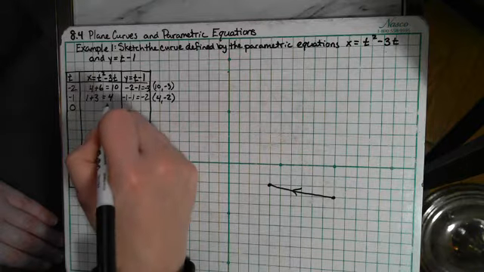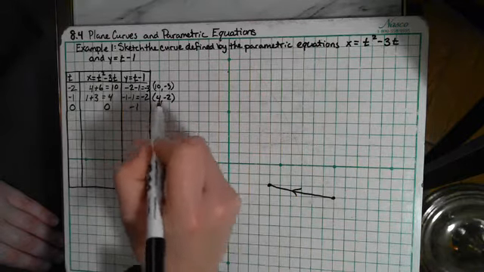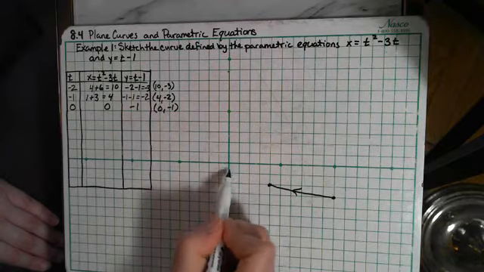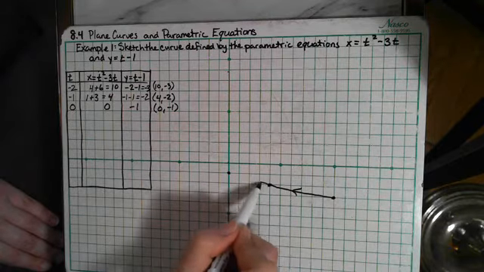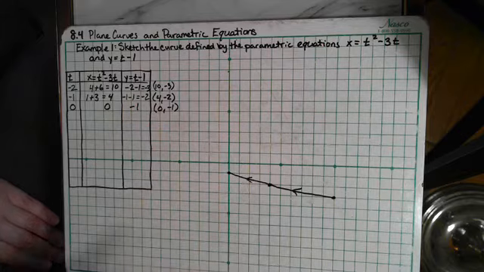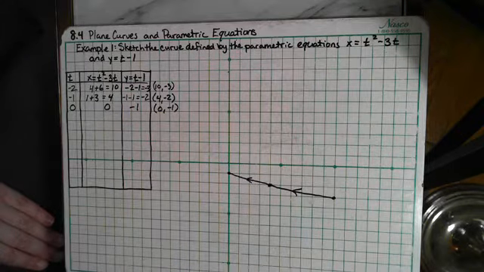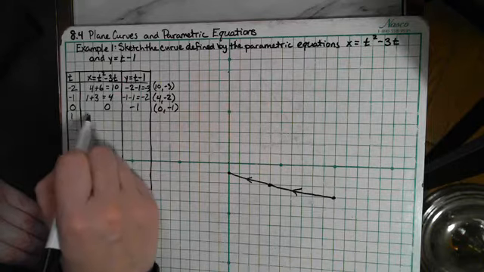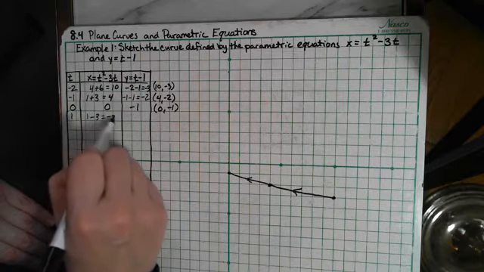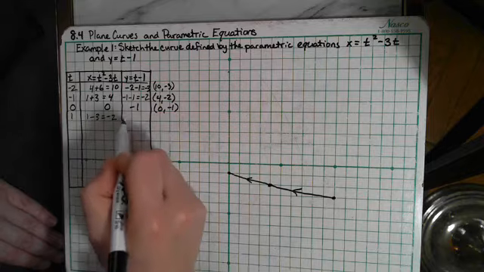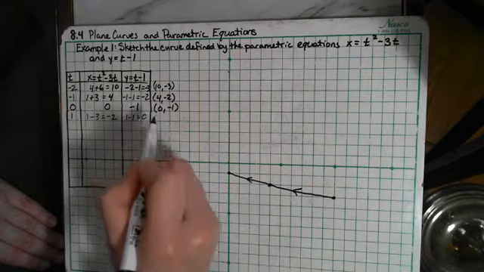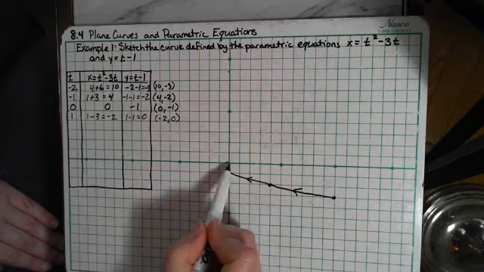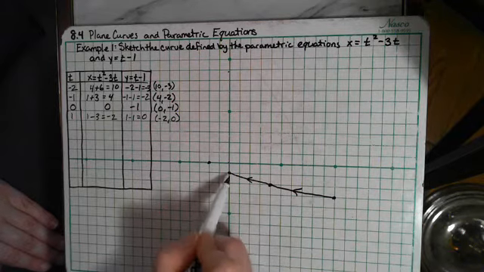So I'll put t as 0 next. I get x is 0 and y is negative 1. So I have the point 0, negative 1. So 0, negative 1 would be right here. Okay, and I can put another arrow on that. If t is 1, I get 1 minus 3 here, which is negative 2. And I get 1 minus 1, which is 0. So I have the point negative 2, 0, which is right here.